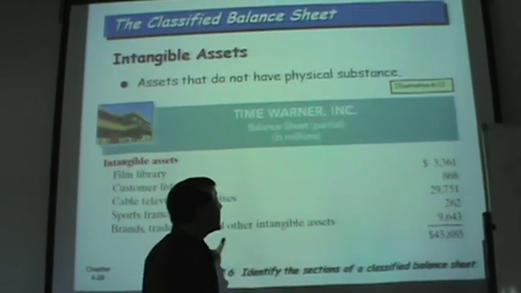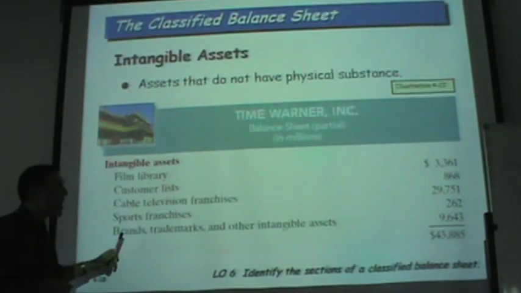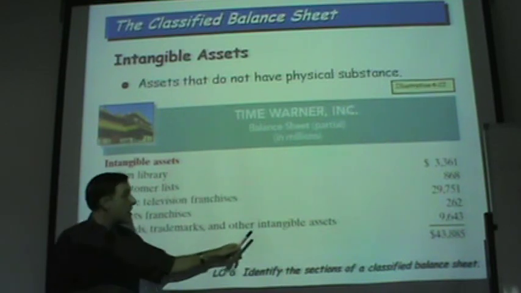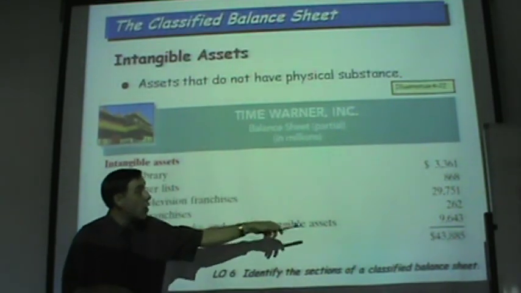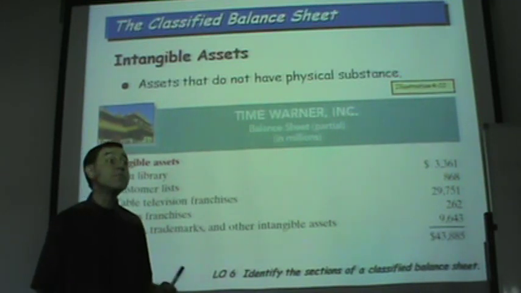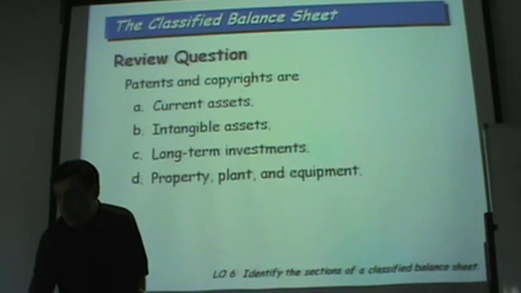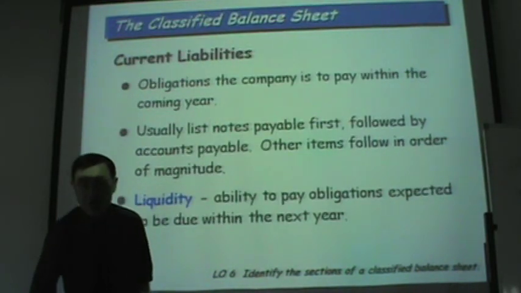So, these are Time Warners. And Time Warners will have some brands, it's going to have some trademarks, it's going to have some intangible assets, a whole bunch of them. This is an example of an actual balance sheet of a real company in the real world. Review question, nothing really interesting.